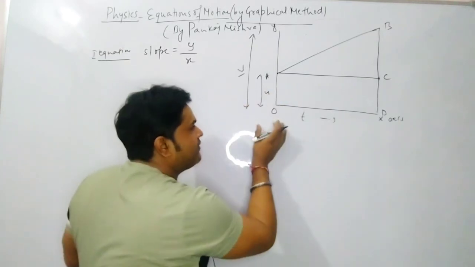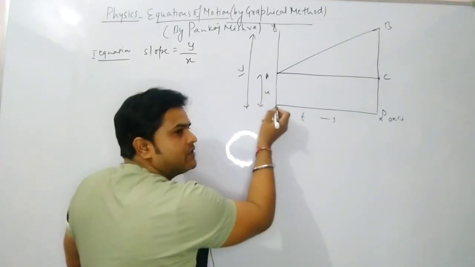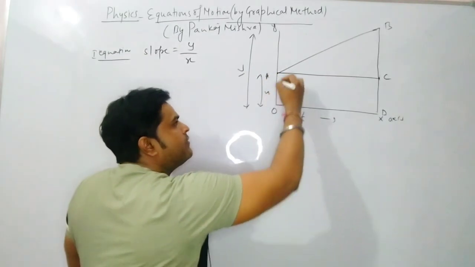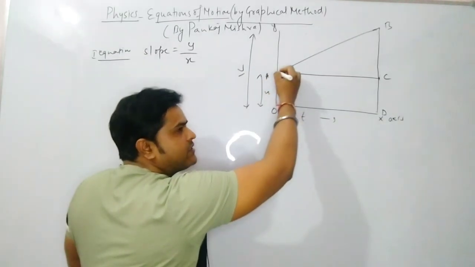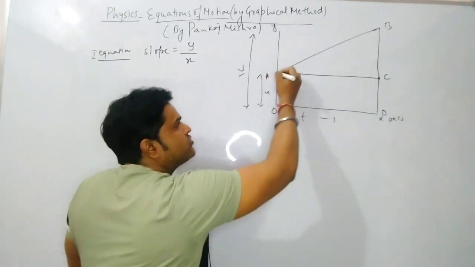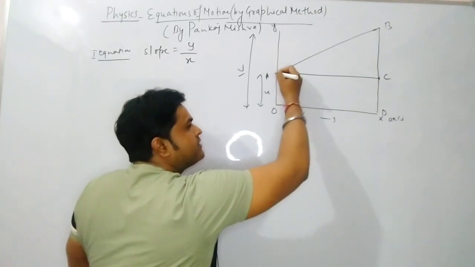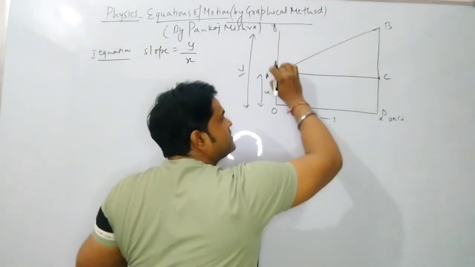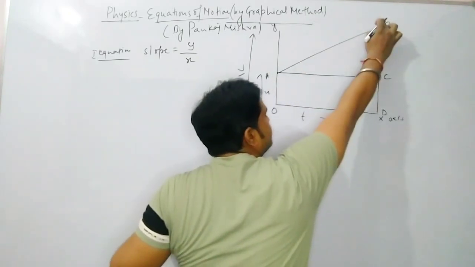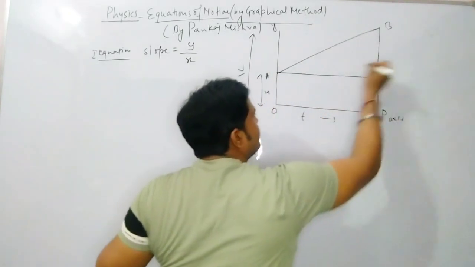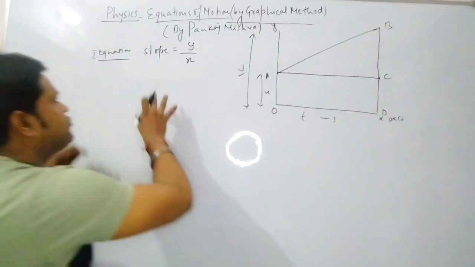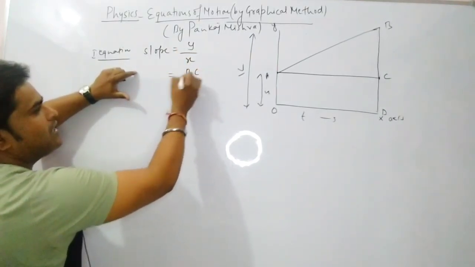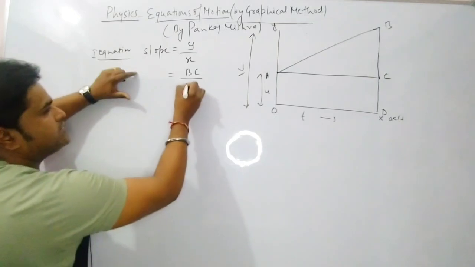Before starting the equation, I will tell you: the body is at rest, so the velocity will be u. This is the initial velocity, but when it is being accelerated and attains some velocity, it starts moving like this. So the line starts from this part, from point A to point B. Okay? So this is your y and this is your x. So slope is y by x, that means BC upon AC.